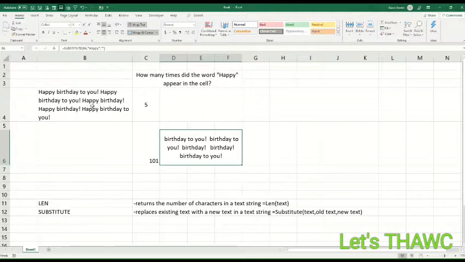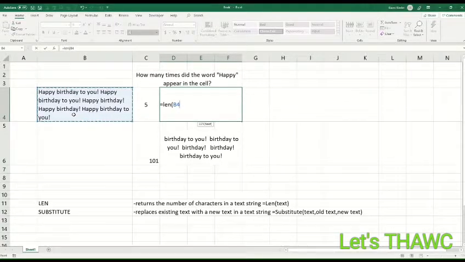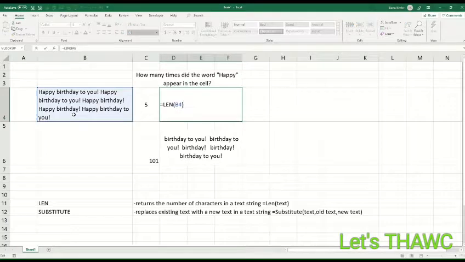So how can we now use these two formulas in counting the number of times happy has appeared in the cell? We will first get the length, or the number of characters, in the cell, such as this one. So we will have 101. Now, we will subtract the number of characters when we have already taken out the word happy. How do we type it in? It's going to be LEN and then SUBSTITUTE, replace the word happy with blank. There you go.